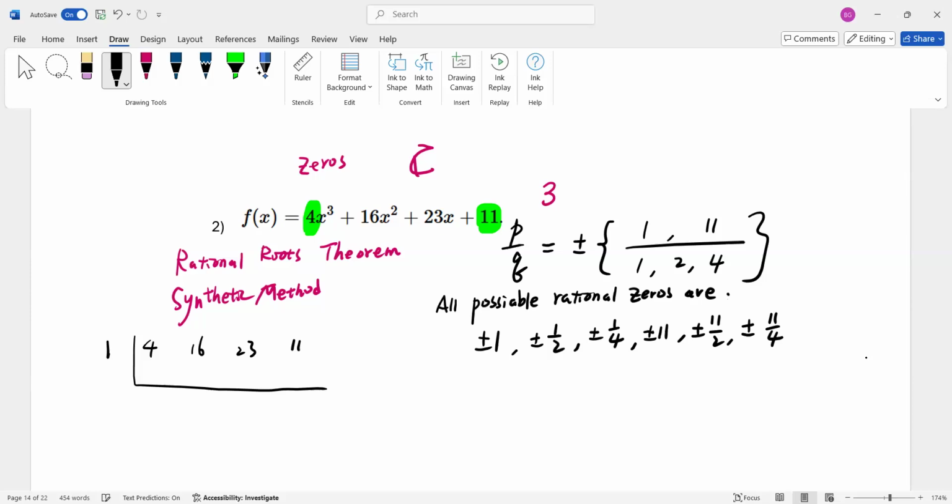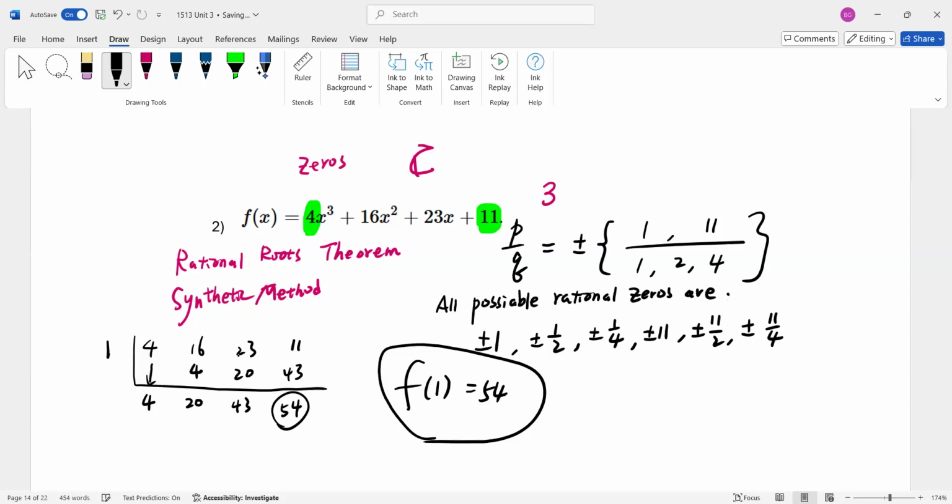I will try 1 first. And then bring this down. 4 times 1 is 4. 16 plus 4 is 20. 20 times 1 is 20. 23 plus 20 is 43. And you can see you are not going to have 0. Let me finish though. 43 times 1 is 43. 11 plus 43 is 54. That means f of 1 is 54.